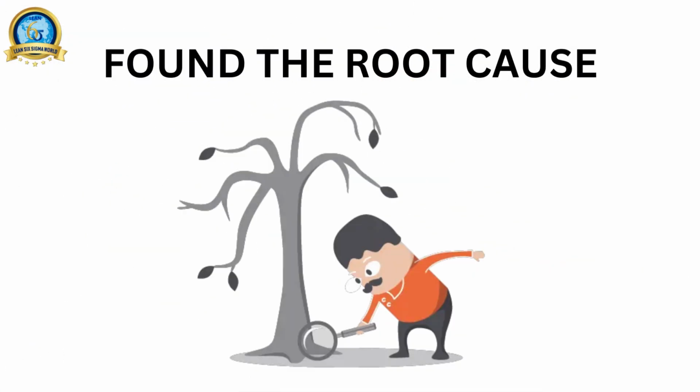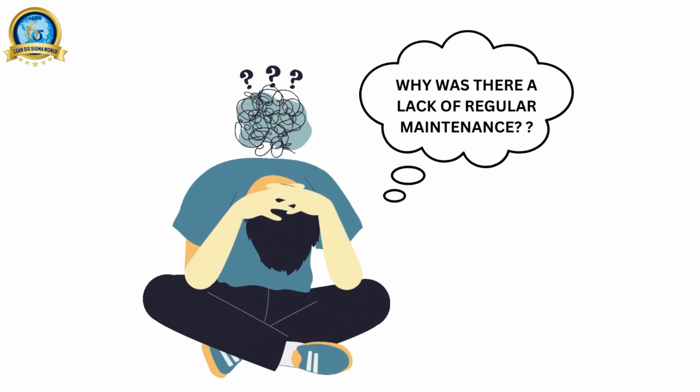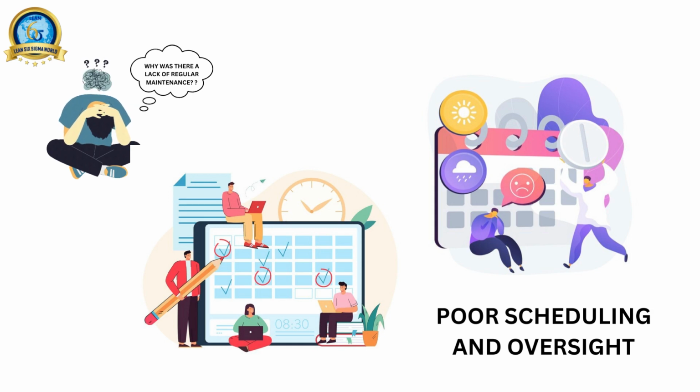Step 5. Reach the root cause. When you can't ask why anymore, you've likely found the root cause. Why was there a lack of regular maintenance? Poor scheduling and oversight.